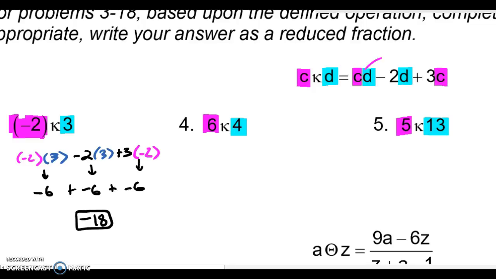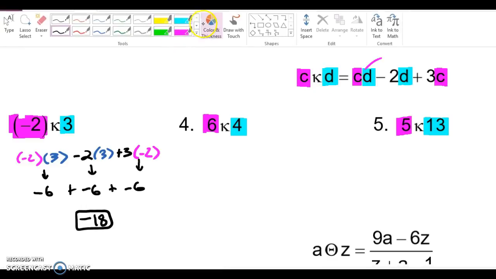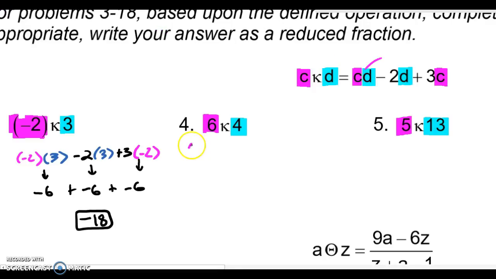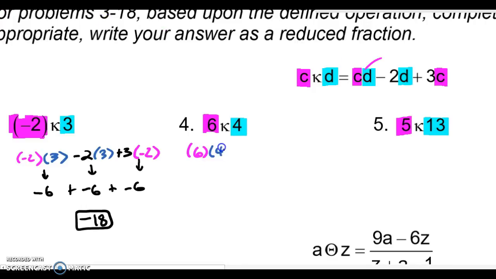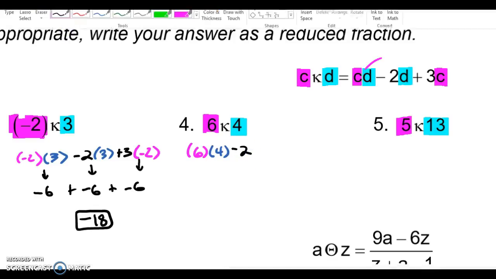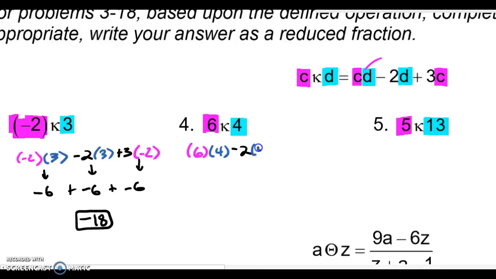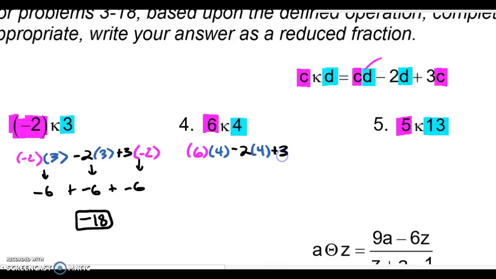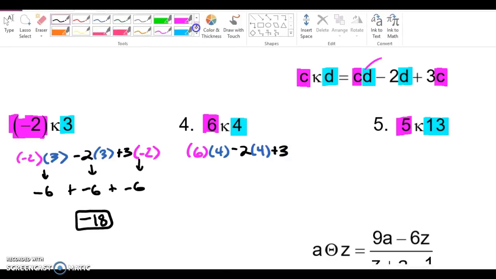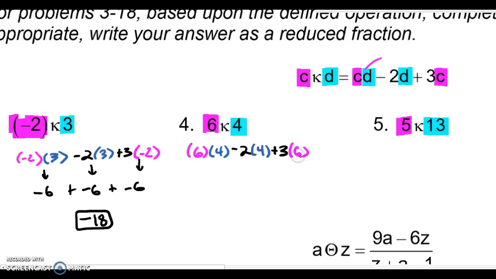If we look at number 4, same operation, different numbers though. So we have a 6 and a 4 this time that we're going to plug into this formula. Let's see. So we're going to start with 6. And then we've got 4 minus 2 times d, which is 4, plus 3 times c, which is 6. And we are going to simplify.